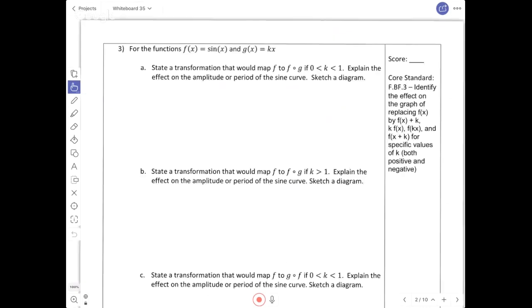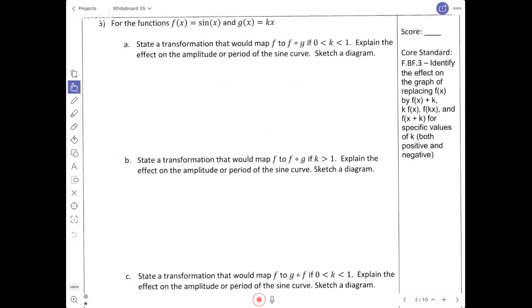So if f of x equals sine of x and g of x equals some number k times x, tell me a transformation that maps f to f composed with g if you have a k value less than 1 and still positive. Explain the effect on the amplitude or period of the sine curve. Sketch a diagram.